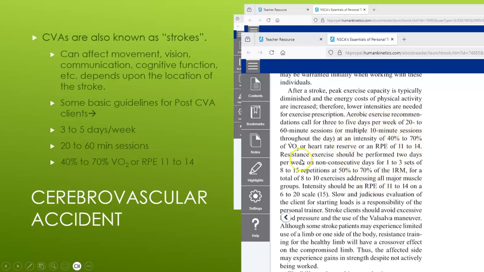They're outlined here, and I would take a moment just to get familiar with these. They note here slow and judicious evaluation of the client for starting loads, and I would say there's validity to that. You have clients who perhaps lost motor function, and they've gone through a rehab process, no doubt. But that rehab process will be very clinical, and sure, they're trying to replicate some ADLs, no doubt about it.